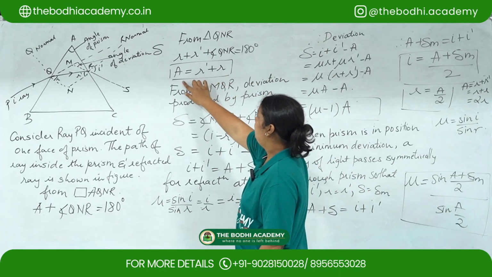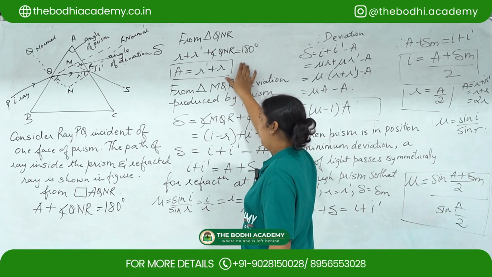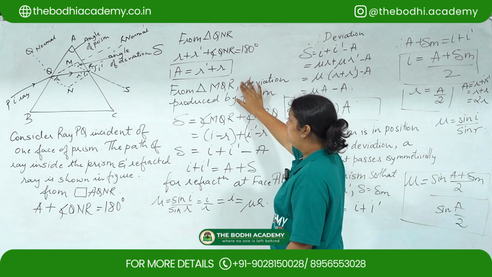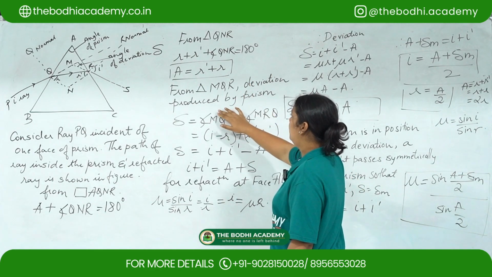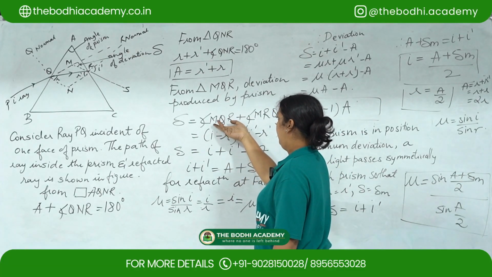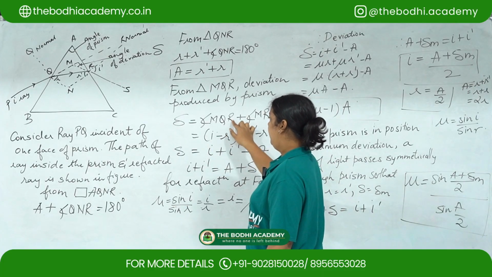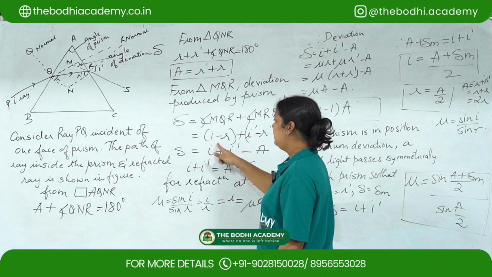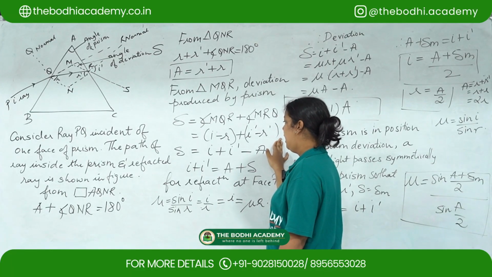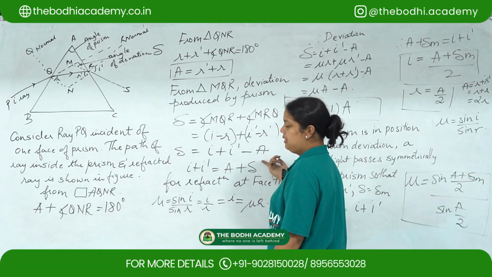So A is equal to r plus r dash. From this and this we get A is equal to r plus r dash. So from triangle MQR, the deviation produced by the prism, delta, is equal to angle MQR plus angle MRQ. So angle MQR can be written as i minus r, and angle MRQ can be written as i dash minus r dash. So delta becomes i plus i dash minus A.